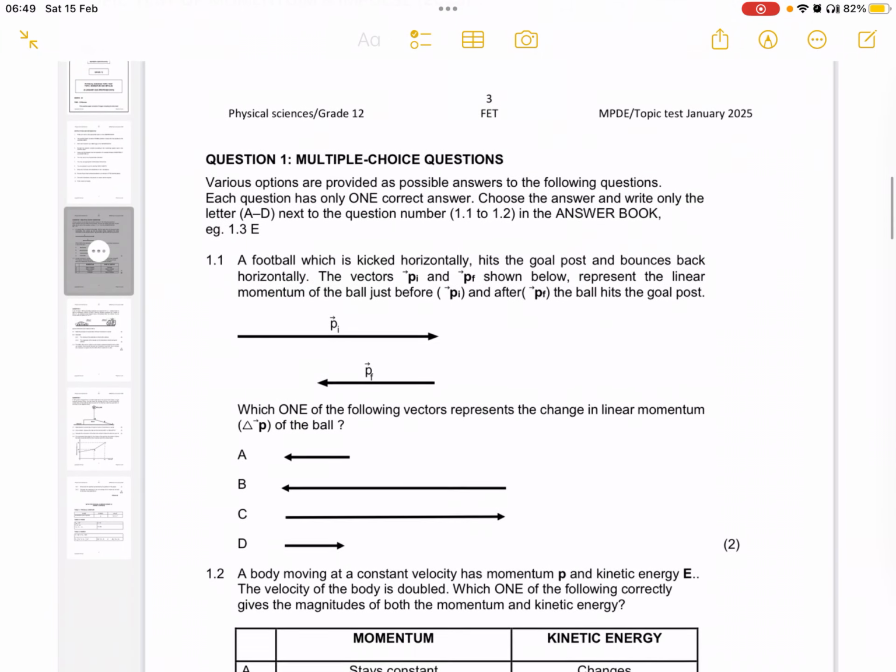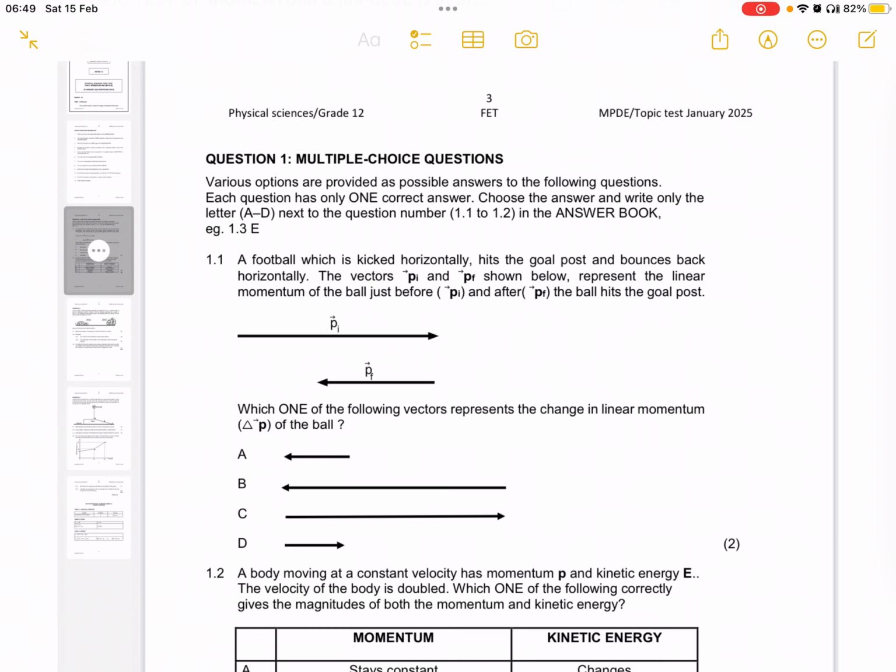So we'll be looking at 3 questions. Question 1, multiple choice, and question 2, just questions on momentum and impulse, and also question 3, questions on momentum and impulse. I'm going to start off with question 1, which is MCQ.